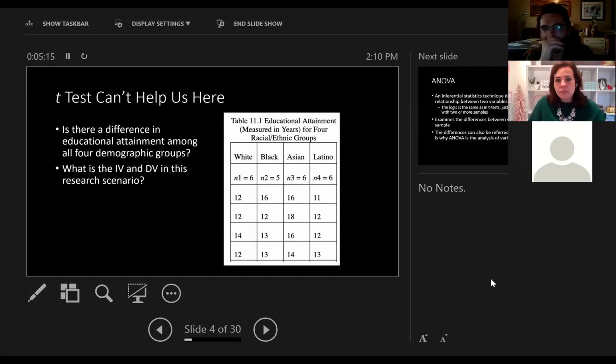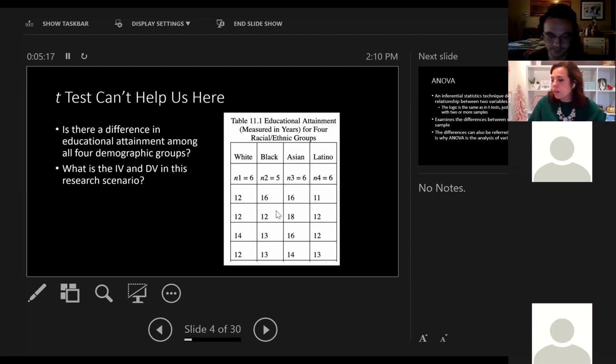Sorry, could I ask a quick question? I'm not sure if this is even relevant, but what does the N1 = 6 represent? So these are the different samples. This is sample 1, sample 2, sample 3, sample 4. That's why it's N1, N2, N3, N4. And then the 6 is the number that's in the sample size. So in the white group, there's 6 individuals. This table's not even filled in, but this is just to give you a snapshot. We're not calculating this. In the black category, there's 5 respondents. Asian, there's 6. Latino, there's 6. Okay, thank you. No problem.